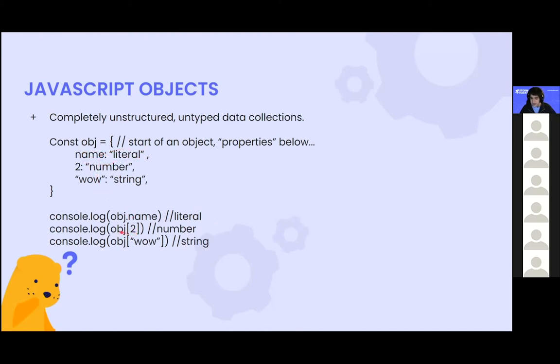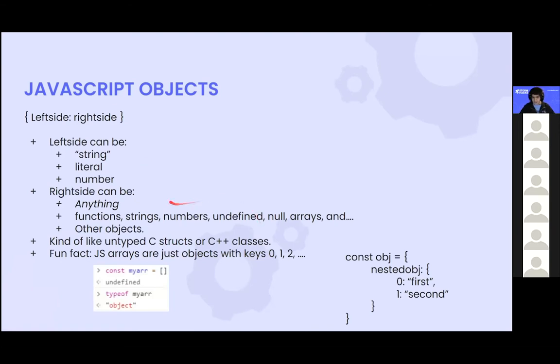You can also access objects like arrays, and this is implemented like a hash table. If you do object square 2, it will hash and find this value number right here. So it's in key value pairs. You can also do that on strings. There we have a string, and it will print string. So on the left-hand side, strings, literals, or numbers. On the right-hand side, anything, including other objects, which means you can nest objects. If we look at this code down here, we have this object with curly braces, and inside of it we have another object with curly braces, and inside of that nested object we finally have our key value pairs.